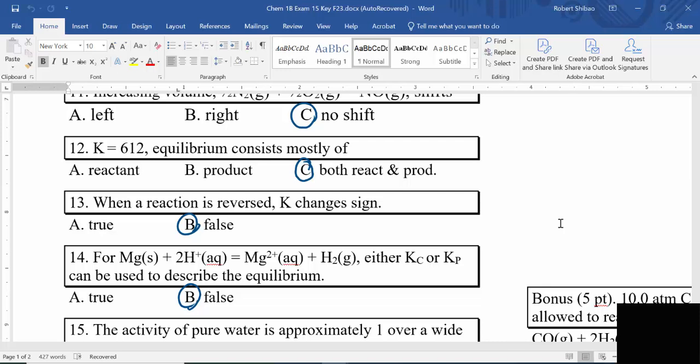Okay, when a reaction is reversed, K changes sign. Is that true? No. So delta H would change sign, and delta U changes sign, energy changes sign, but equilibrium constants don't. What happens? Yeah, so K is going to be inverted.